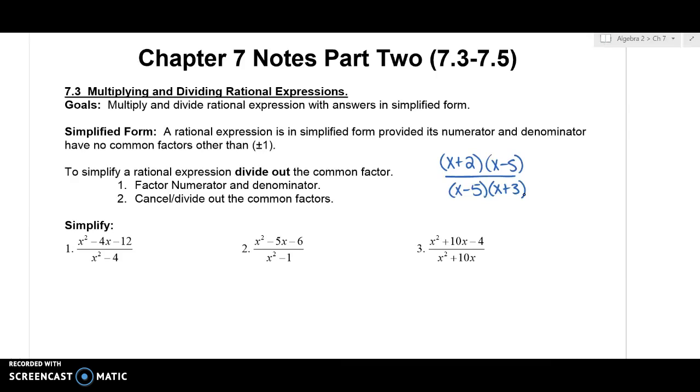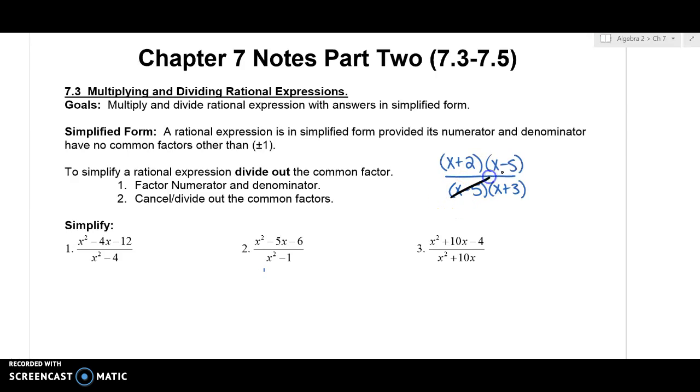The stuff in the parentheses are considered to be factors. X plus 2 is a factor. X minus 5 is a factor. X plus 3 is a factor. If it's being multiplied, it is a factor. Things that are being added and subtracted are not factors, but the whole set of parentheses, x plus 2, is a factor. So do you see a factor in the numerator that matches a factor in the denominator?